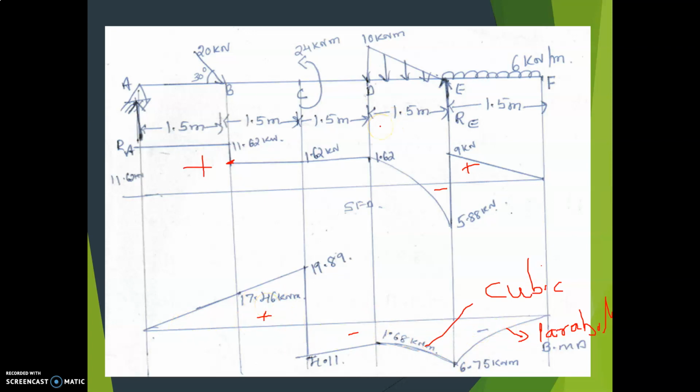So where will be the maximum bending moment here? Where shear force changes its sign, that will be maximum bending moment. Shear force changes its sign here, so there will be maximum bending moment. Here you can see this, but this maximum bending moment is negative, that is 6.75, okay. One point. And here also you can see that shear force changes its sign, minus to plus. This will be here also, that will be maximum bending moment, okay.